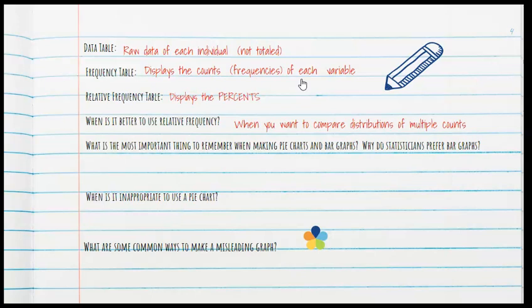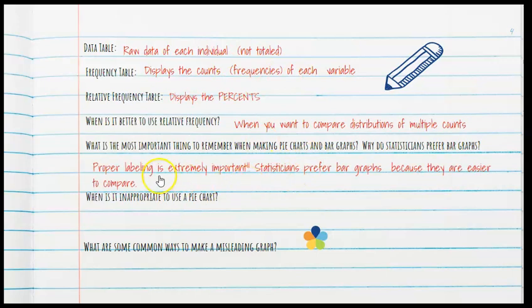What's the most important thing to remember when making a pie chart and a bar graph? And why do statisticians prefer bar graphs? Well, proper labeling is extremely important. I'm going to show you some bad examples here in a moment. Statisticians prefer bar graphs because they're easier to compare. Generally, they're easier to compare and they're less questionable than pie charts.